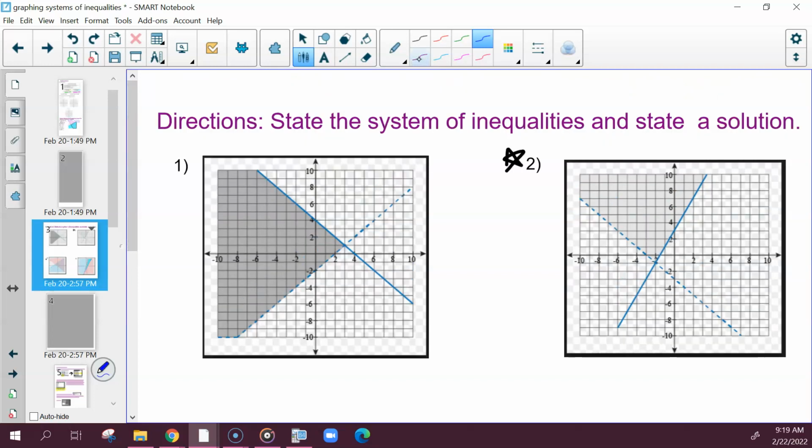Okay, so for these, we're given the graph already. We need to find the two inequalities and state a solution. We can state the solution without finding the inequalities because it has to be in this area, but we'll wait for that. I'm going to make these two different colors so that when I talk about them, that's what we're referring to.